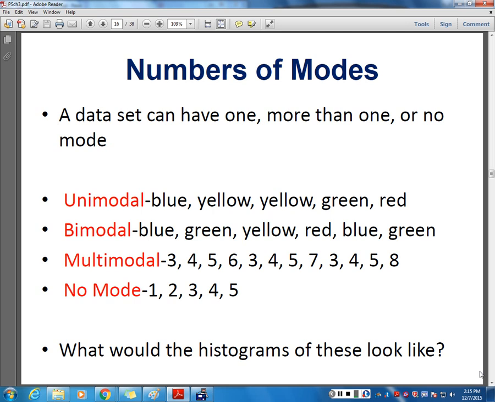Now, what do you think the histograms or the bar charts of those would look like? Unimodal is going to have a bar taller than all the others. Bimodal will have two bars that are taller than all the others. Multimodal, well, however many modes there are, there'll be that many bars taller than the others. And if there's no mode, all the bars will have the same height. Perhaps it'll be uniform.